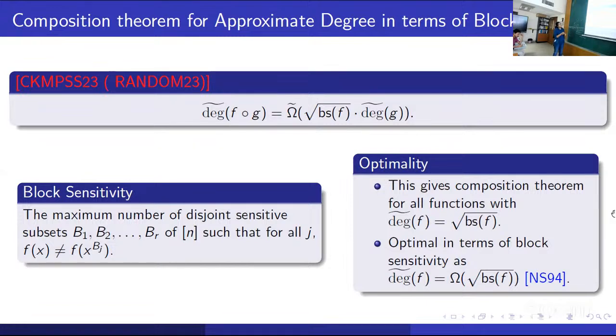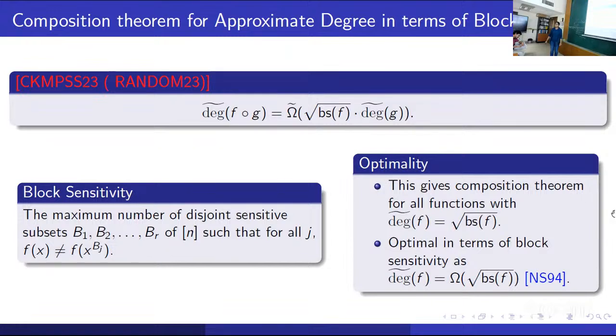So we were able to show that the lower bound is square root of block sensitivity times the approximate degree of G. Now there are two things. This gives a lower bound for any Boolean function, but the lower bound should look like approximate degree to the 1/4 times the approximate degree of G for the outer function, if we replace block sensitivity by approximate degree. It also gives the composition theorem for all functions for which approximate degree is square root of block sensitivity.